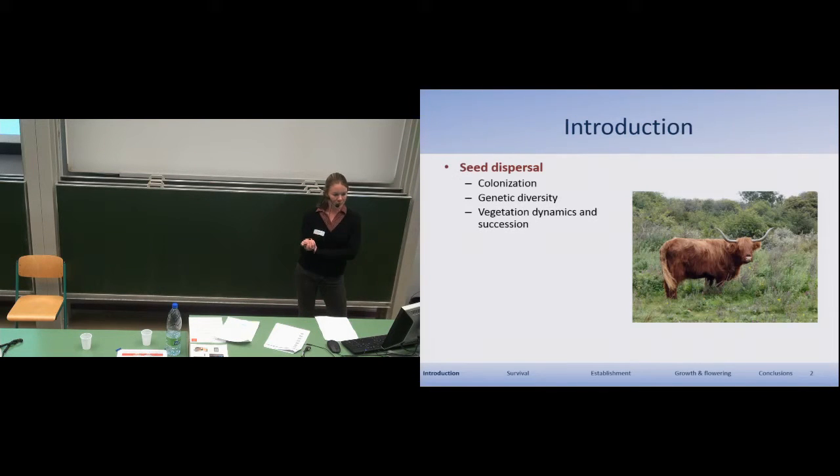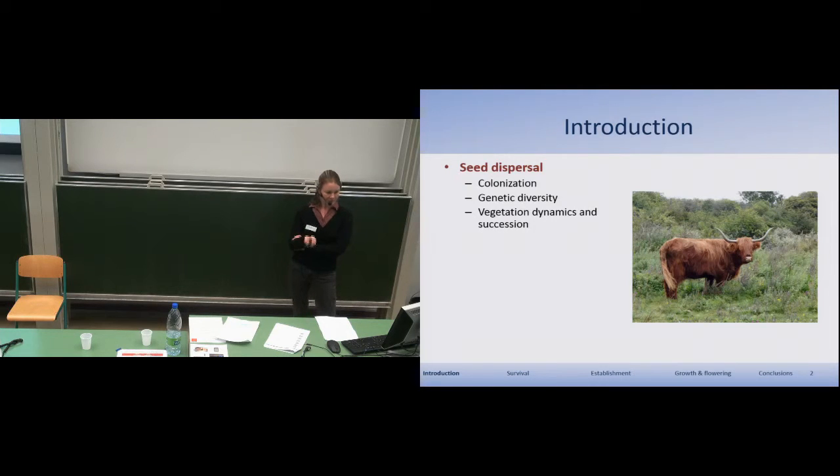So I'll be talking about seed dispersal, and seed dispersal is a very important process in plant ecology as it enables the colonization of new habitats, but it also maintains genetic diversity, which is very much needed for maintaining healthy populations. It is also a main driver of vegetation dynamics and succession. And there are many examples of seed dispersal mechanisms, and most of them need either an abiotic or biotic vector.